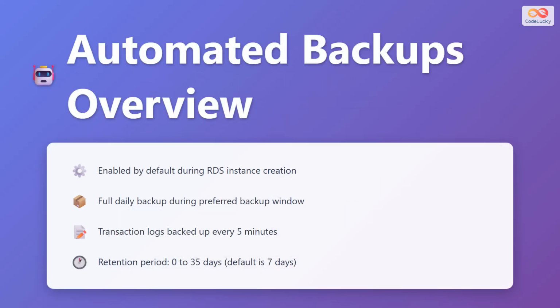Automated backups are enabled by default when you create an RDS instance. The system performs a full daily backup during a preferred backup window that you can configure. Additionally, transaction logs are captured every 5 minutes, enabling precise point-in-time recovery. You can set a retention period ranging from 0 to 35 days, with 7 days as the default. Setting retention to 0 effectively disables automated backups.